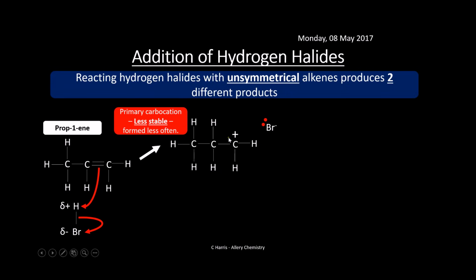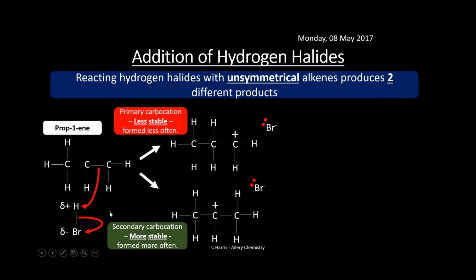Now we've formed a carbocation. This is a primary carbocation because we've only got one ethyl group. Effectively, this whole bit is attached to the carbon. The rest of them are hydrogen. So this is primary. Not very stable. Here's the lone pair. Okay, let's have a look at the other option.